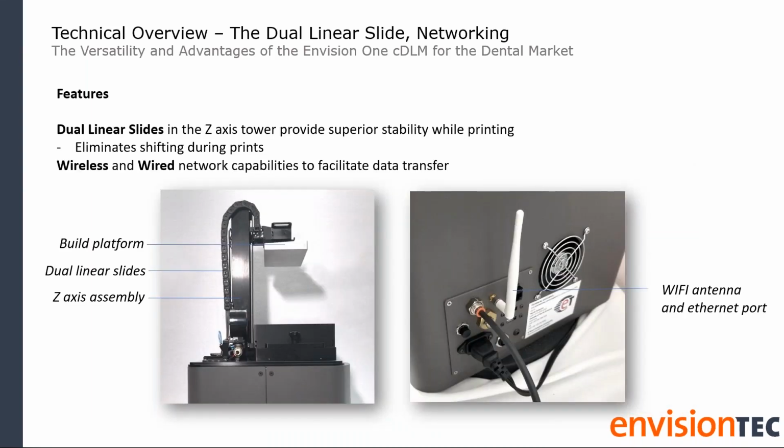The Envision One cDLM also features dual linear slides in the Z-axis assembly. This gives the build platform superior stability and control throughout the print. This also eliminates shift lines inside the printed models. For data transfer, the Envision One has both wireless and wired network capabilities. An Ethernet port no longer needs to be within range of the printer, as the printer can easily connect to the network wirelessly.